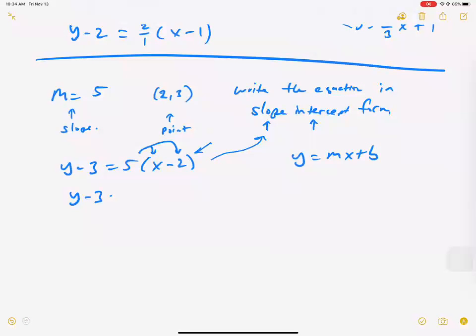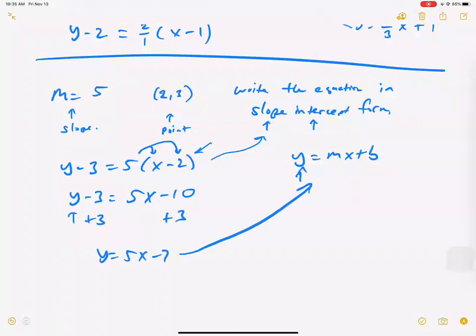Y minus 3 equals 5x minus 10. I multiply out the parentheses. Next move, solve for y. I need y to be alone. Excuse me, 3, can you move to the other side? Yes. Y equals 5x minus 7. And we are now in slope-intercept form.